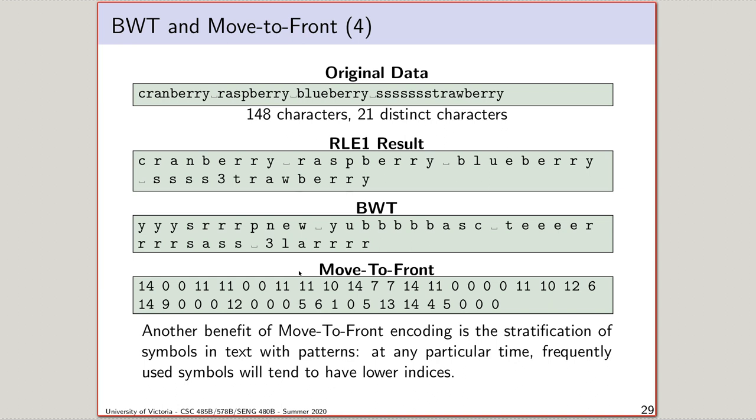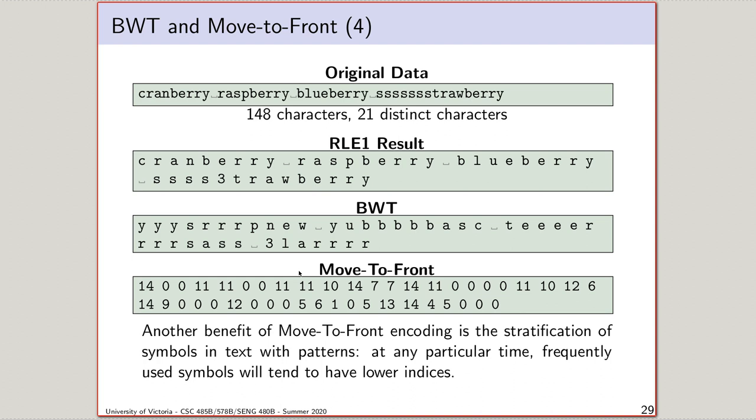The other reason move to front is helpful is that in general, if I look at the result of move to front encoding, if I have text with patterns, and I have 256 possible symbols I could see, because move to front moves the symbol's index, it gives the symbol a lower index when it's used, I will tend to see lower indices in general in text with patterns. Because if I see the same set of characters over and over again, regardless of how they're arranged, they're going to be close to the top of the move to front stack and therefore have low indices.